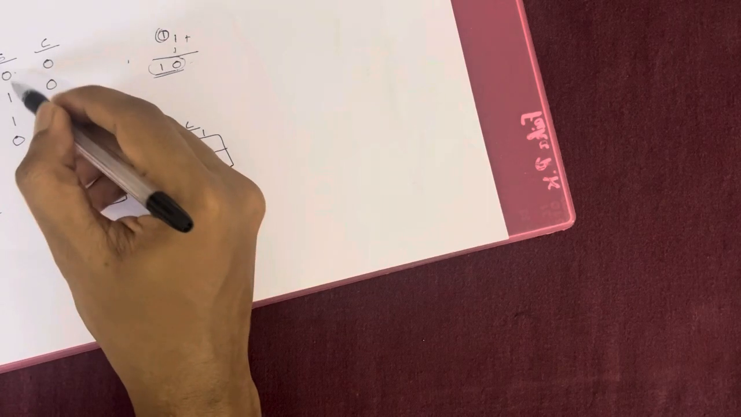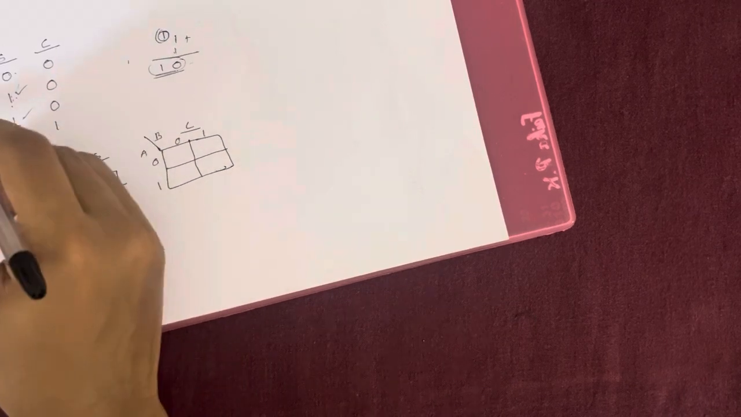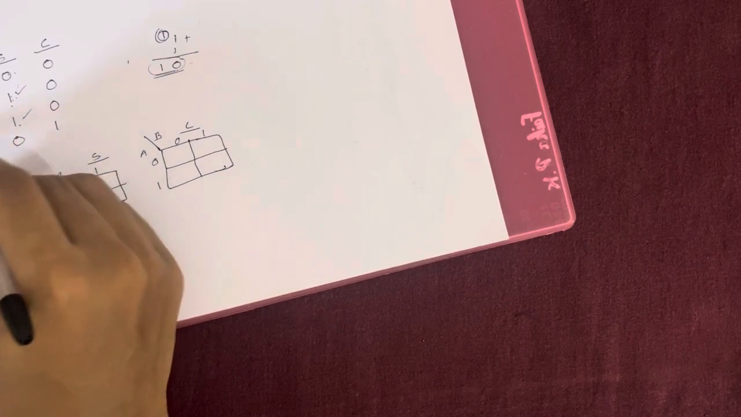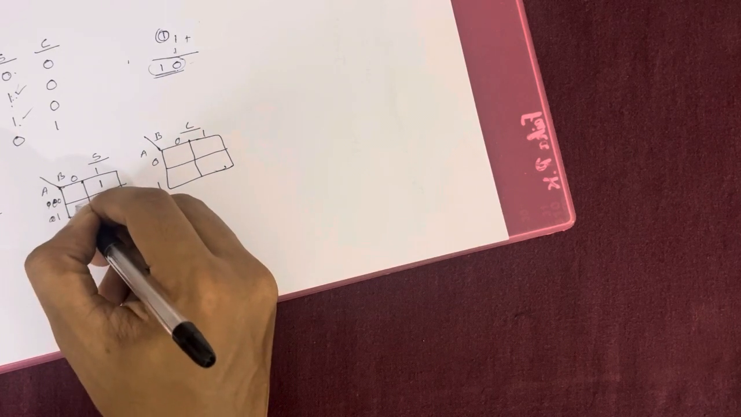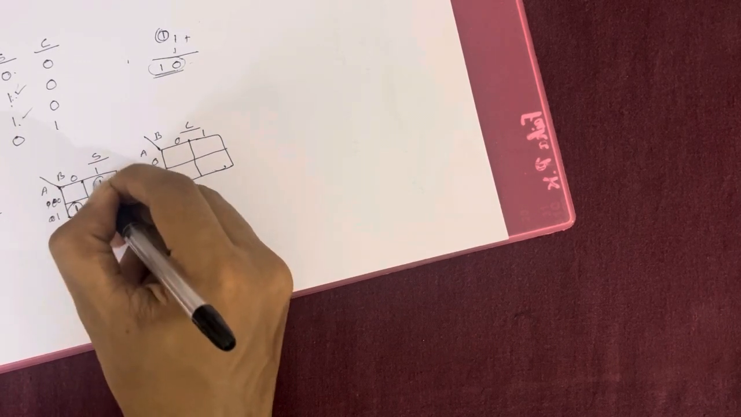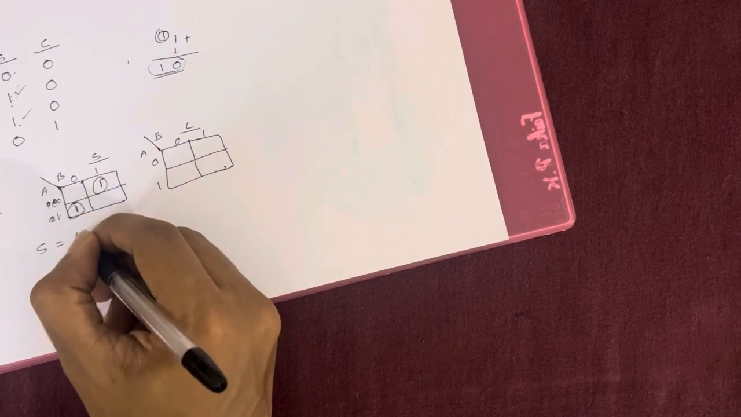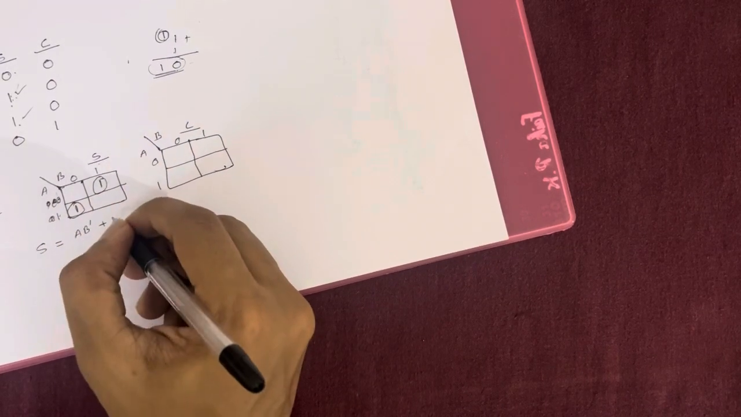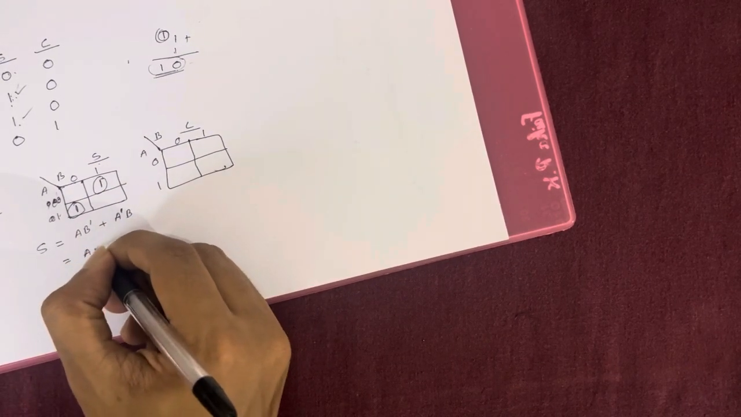Look for the sum. When is the sum 1? In this case, the sum is high. High means 1. What are those cases? When AB is 0 1 and when AB is 1 0. Now mark these in the K-map. As these are diagonal, we cannot combine them. So what is our output? It is A'B plus AB', which is nothing but A XOR B.